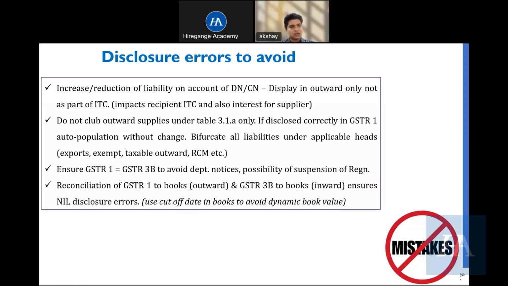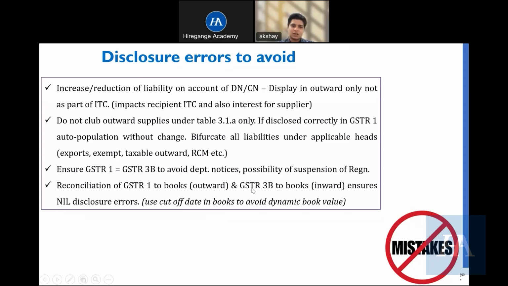The other point is do not club outward supplies under Table 3.1(a) only. Ensure all the bifurcations are made appropriately, that is exports, exempt supply, taxable outward supplies and RCM in the GSTR 3B. This will ensure that the interest which is applicable is not applied to the entire value. Say for exempt supplies, as there is no tax, what would be the impact? In such situations, exports also may be done without payment of taxes. So the credit and the liabilities must be bifurcated completely in the GSTR 3B.